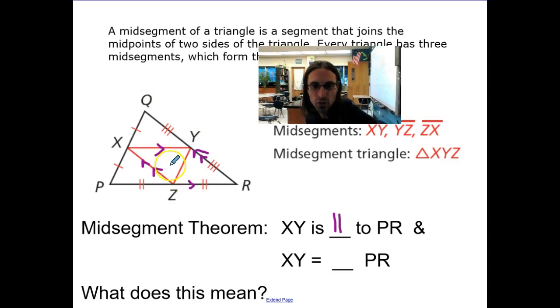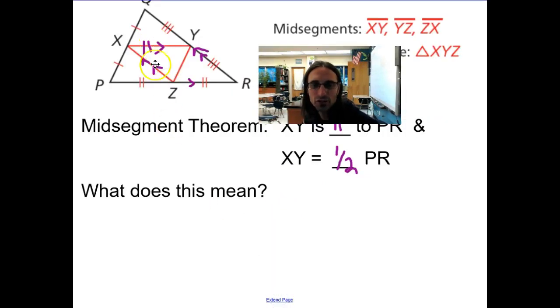The other thing that's so cool is XY is half of PR. So whoever figured this out, this is just really cool stuff. But what we're saying is XY right here, I'm using two bars because it's the same as PZ, and XY is the same thing as ZR. What does this mean? This is a great question. Look at this. What does this mean? How many congruent triangles do you have in this picture? Yeah, you see it. You know what I'm talking about.